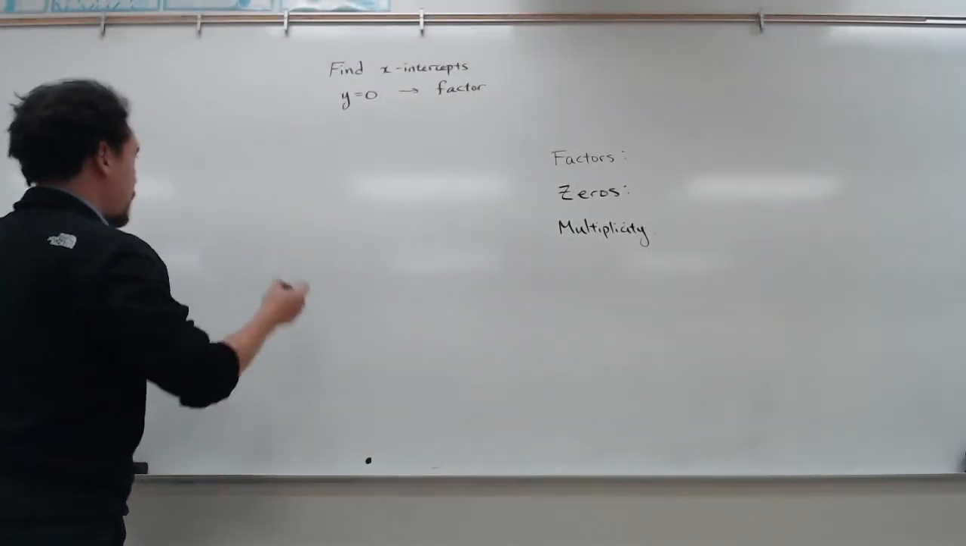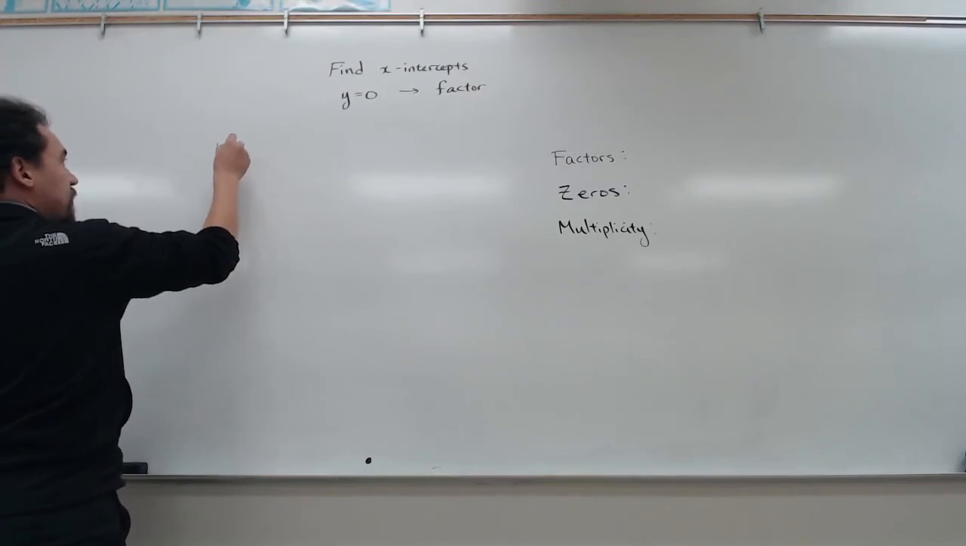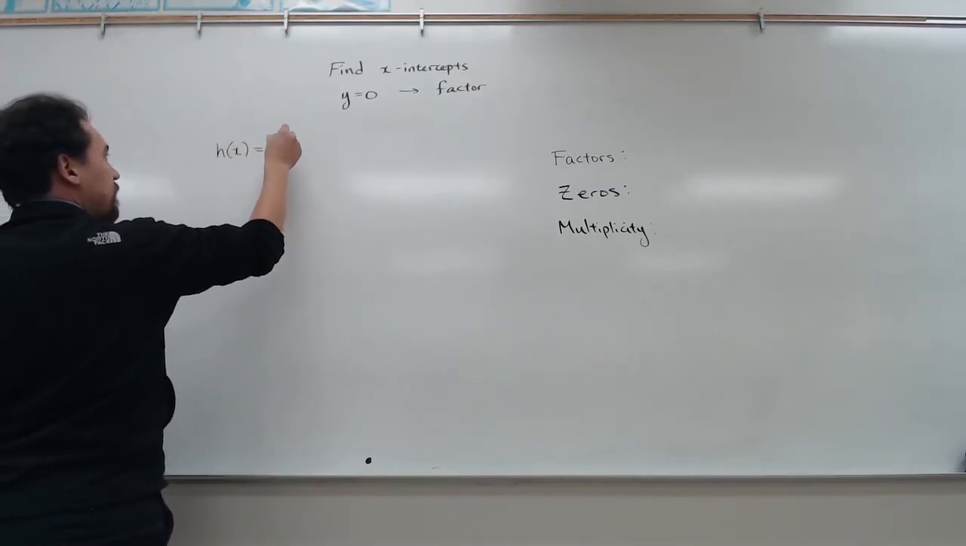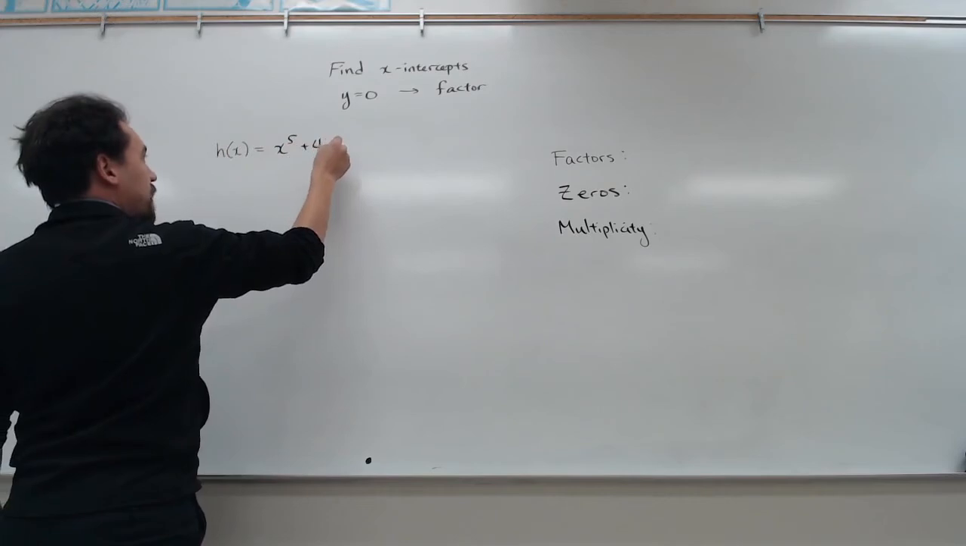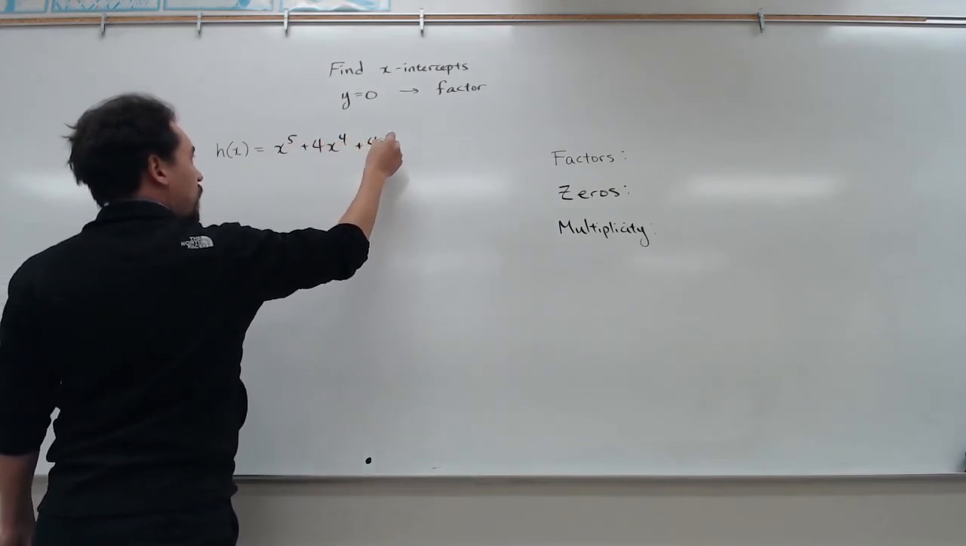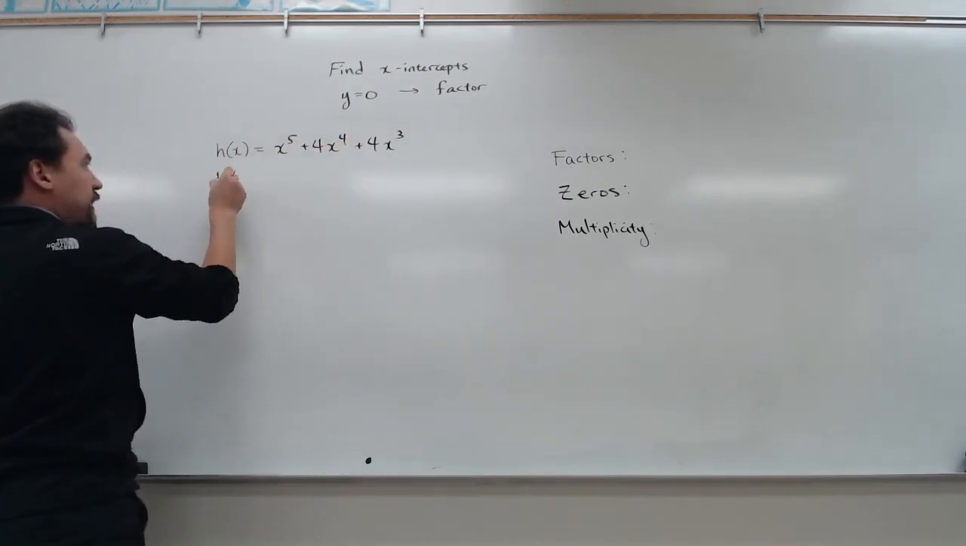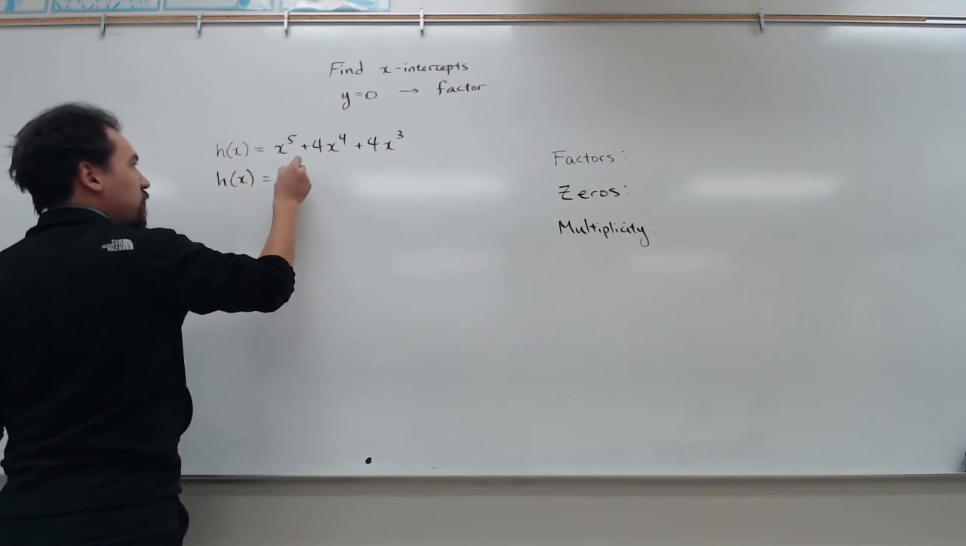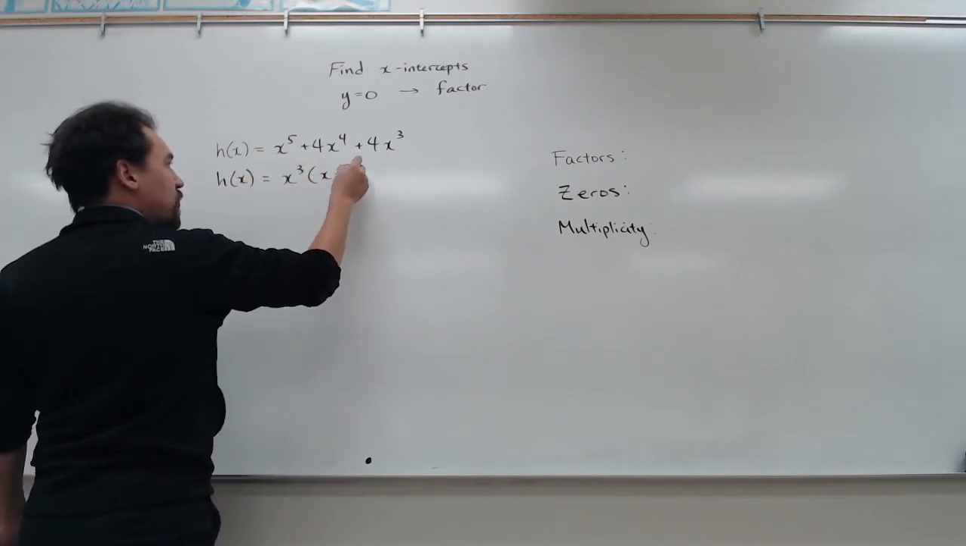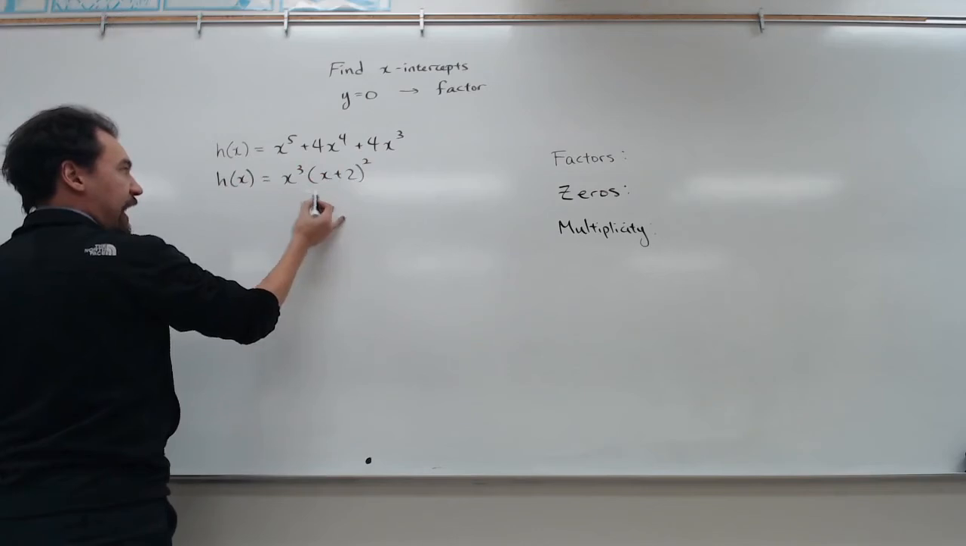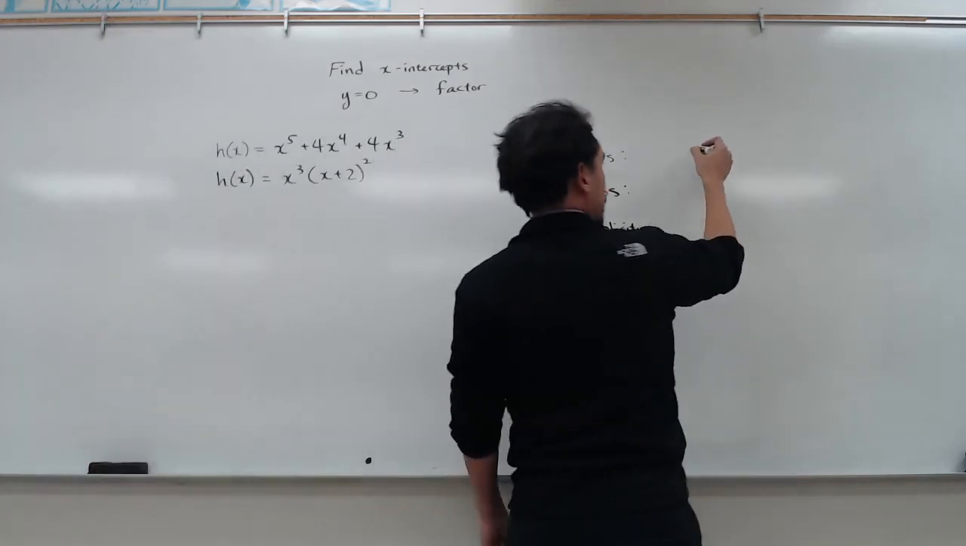Now let's do h of x. So h of x was x to the 5th power plus 4x to the 4th power plus 4x cubed. And the way we factored this was we had x cubed multiplied by x plus 2 squared. So the factors x and x plus 2.